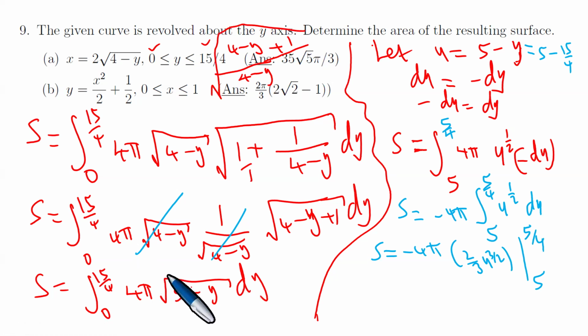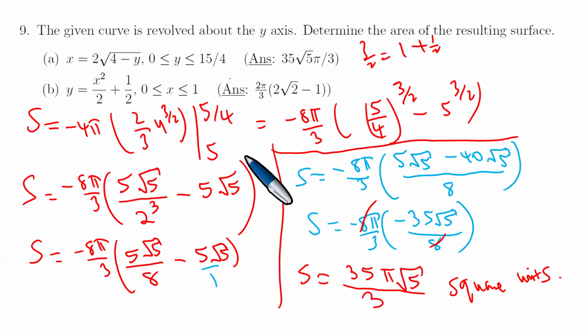And then you just have to integrate this one now. But to integrate this one, you just let u be the 5 minus y under the square root, and then we are able to get the integral. And we're able to get the answer, because the answer we got is 35 pi the square root of 5 out of 3. Okay, we can try to do 9b.